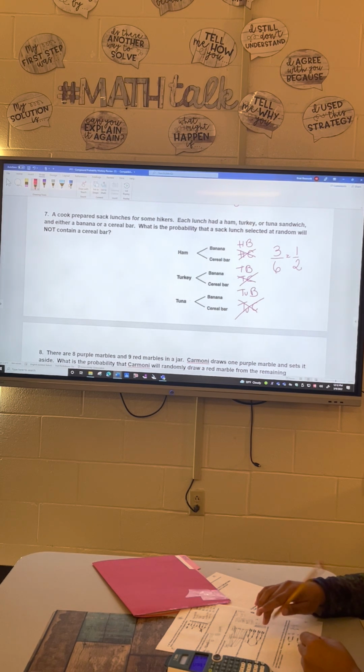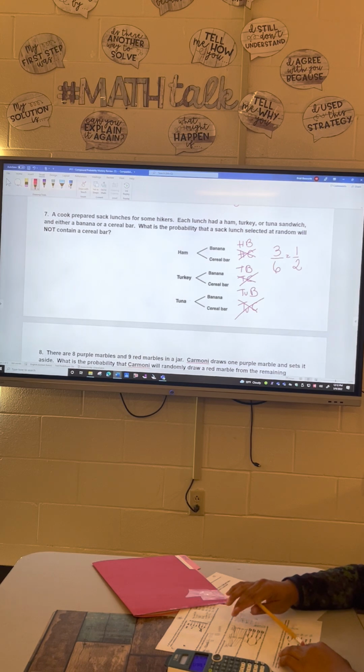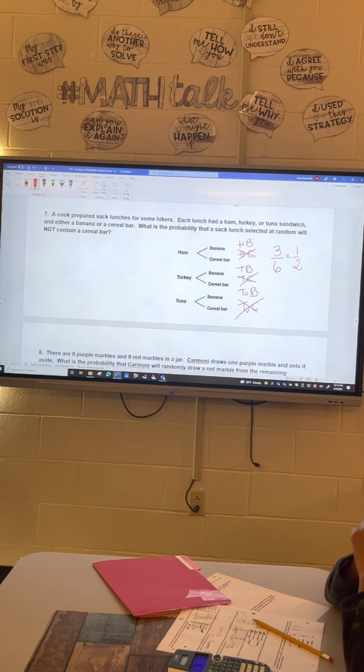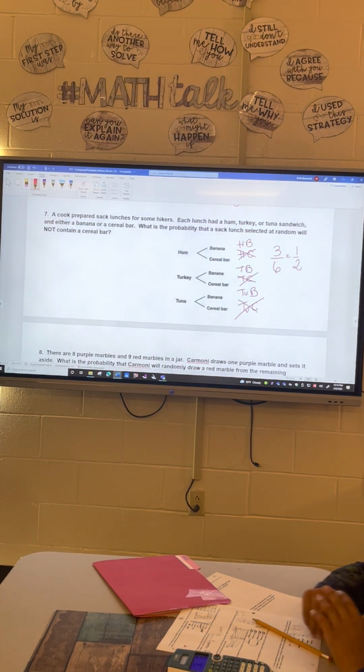Here's the thing, guys. These questions have a lot of words to read. Don't let all the words mess you up. Find the stuff in the question that's important and pull it out. We're skipping 8 and 9 and going to number 10.